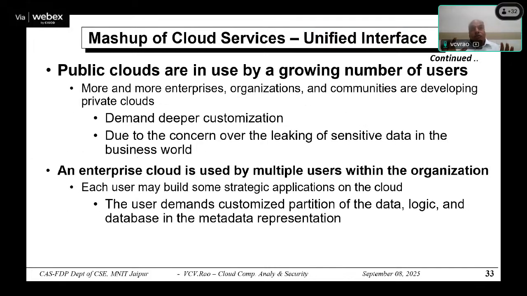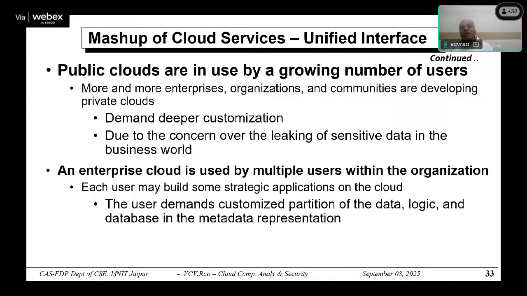Now, where the unified interface is used, public clouds are in use because public clouds have fewer restrictions, the policies are quite flexible, and security threats are reasonably more. It's very easy. But now more and more they are moving to private clouds because of security compliance, as well as authorization, authentication, and other issues. So the mashup of cloud services is going to be part of the private clouds very soon. Why? Because there may be a lot of sensitive data. A data leak may happen when you use public clouds. When you use private clouds, it may not be possible so easily.